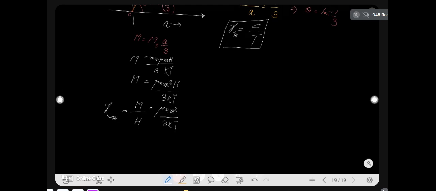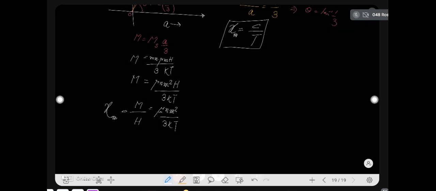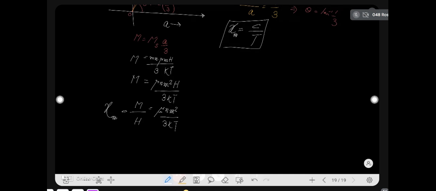Mu is a constant, the magnetic permeability of the medium, so it depends upon the nature of the material. Again, n is the number of atoms per unit volume. That is not going to change during the experiment. m is the magnetic moment of each atom. That is also not going to change during the experiment. K is the Boltzmann constant, a universal constant. 3 is a number. So everything now depends upon the T.